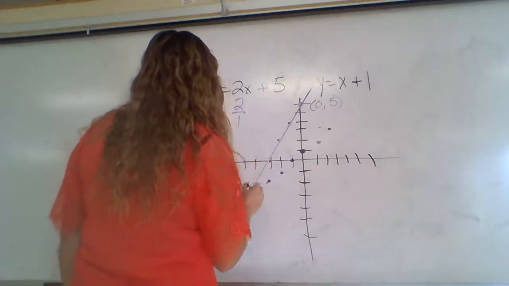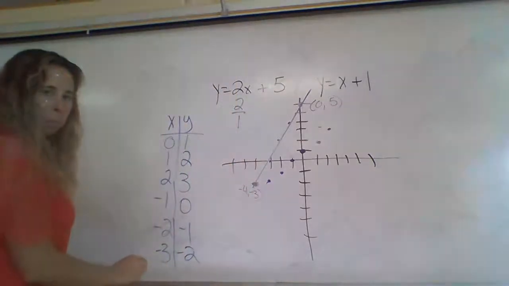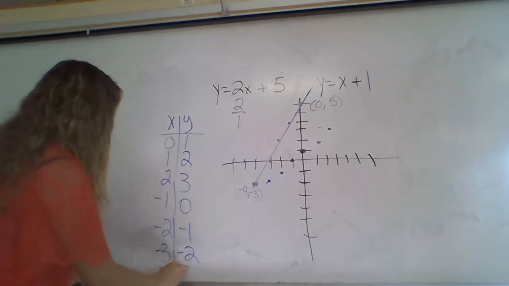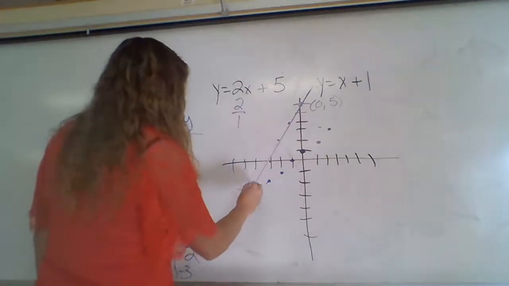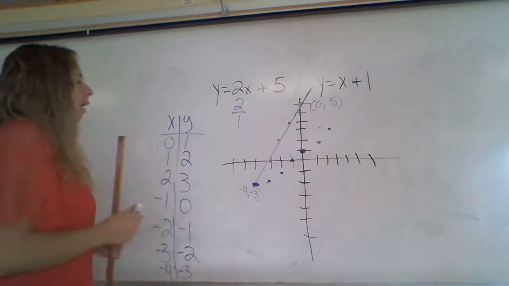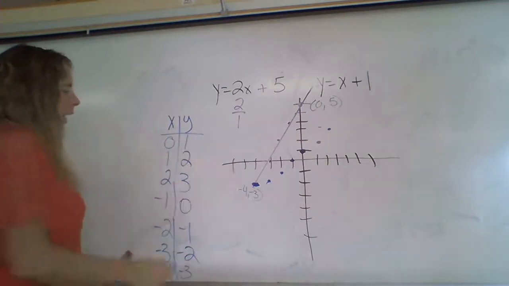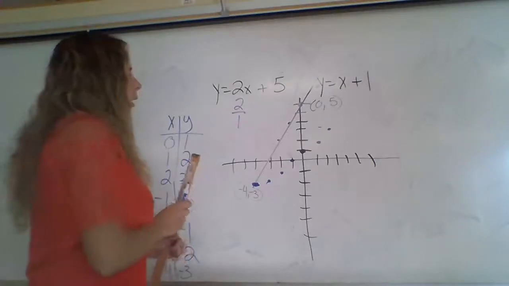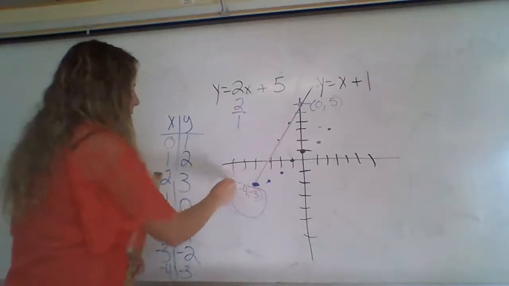Now we're going to match up. And then -4 and -3. I'll work on my graphing skills because that's not going to be straight either. But that is the point of intersection, -4, -3. Once you find the point of intersection, that's your answer.